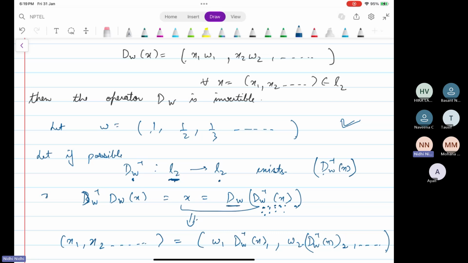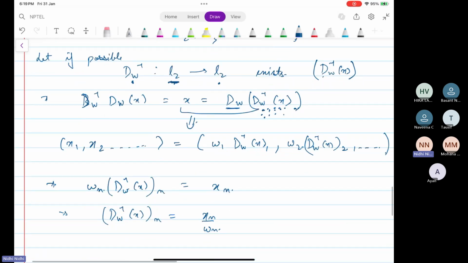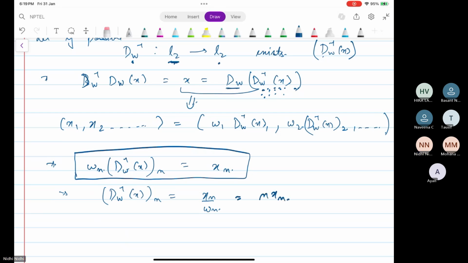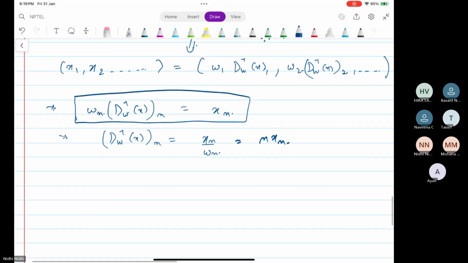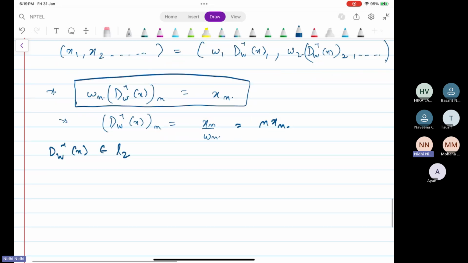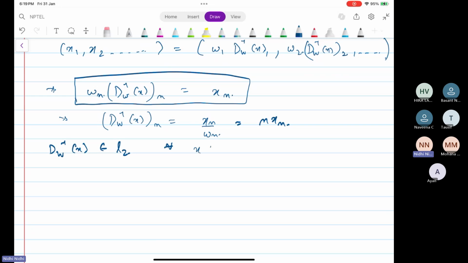With this w, suppose dw inverse exists. And if dw inverse exists, then we should have something of this form: xn equals wn times dw inverse x at n, so this is n times xn. Now dw inverse x should belong to L2, and only then will dw inverse be well defined for every x in L2.